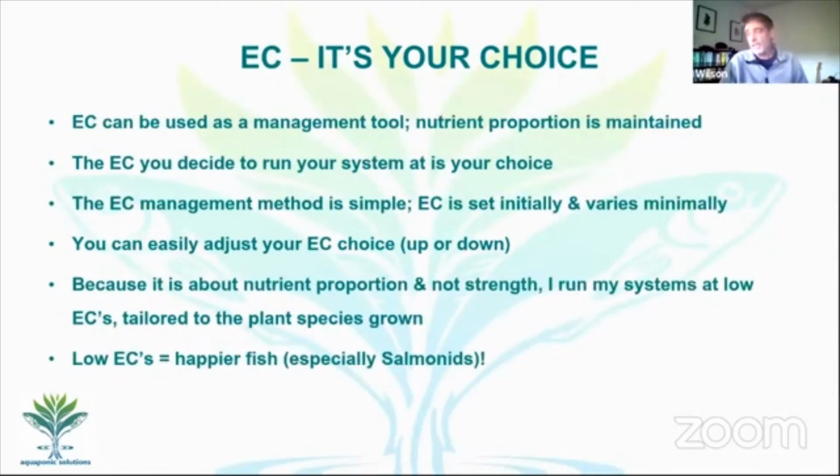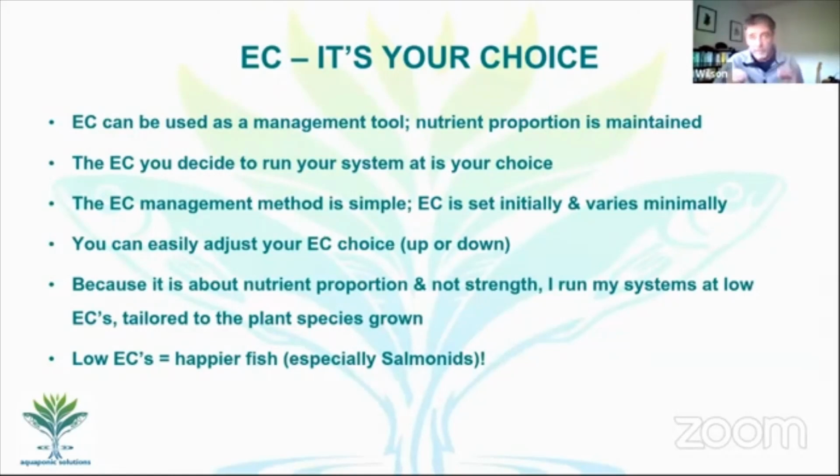EC, it's your choice again. Most people who run aquaponics run it at a lower EC, far lower than hydroponics, usually somewhere around a quarter to a third. Again, you can manage it yourself and decide where you want it. Low ECs equal happier fish, and if you're adding nutrient every day and it's in the right proportions and you're meeting the plant requirement in terms of the amount or mass of nutrient, then you can run systems of very low ECs and everything's hunky-dory.